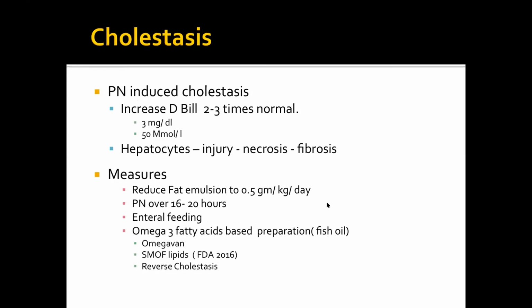Measures that the clinician can take to alleviate the symptoms or reverse the liver injury consist mainly of reducing the fat emulsion to 1 to 0.5 grams per kg per day. Try to cycle the PN over 16 to 20 hours instead of 24 hours, giving the liver like a 4-hour break between the PN cycles. Increase the enteral feeding. If the patient is not receiving enteral feeding, then commencing enteral feeding will alleviate the symptoms.